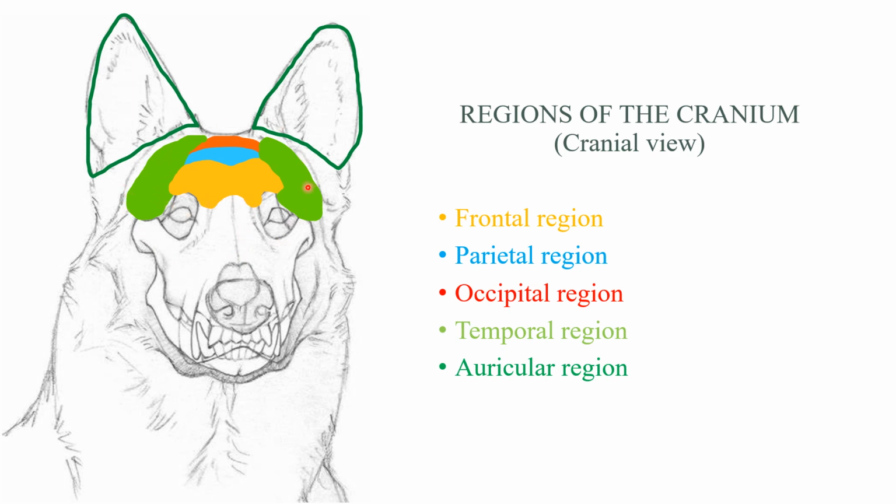So you have to remember it for later on, because all of these terms, except for the auricular region, are the same for the skull. So if you learn these now, it will be easier later on. And now the auricular region, or region of the ears, it's right here. I mean, it's kind of obvious, but I just put it in here.